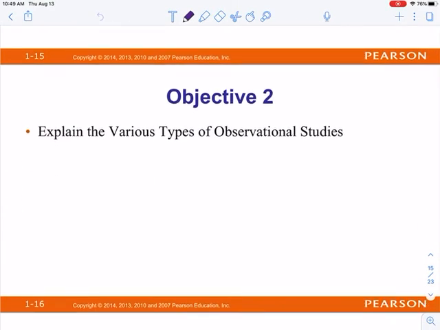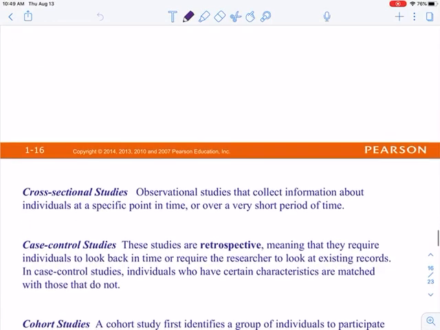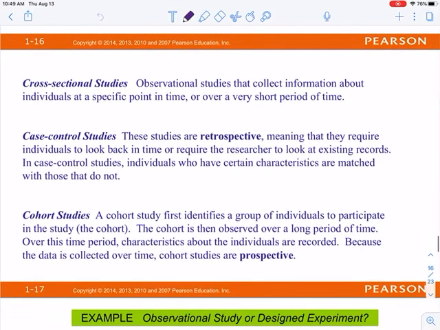Okay, so there's different types of observational studies that we're going to talk about. There's going to be 3 different types. And here are those 3. So the first type of observational study is something called a cross-sectional study. And what that does, it's an observational study that collects information about individuals at a very specific point in time, okay, or over a very short period of time.